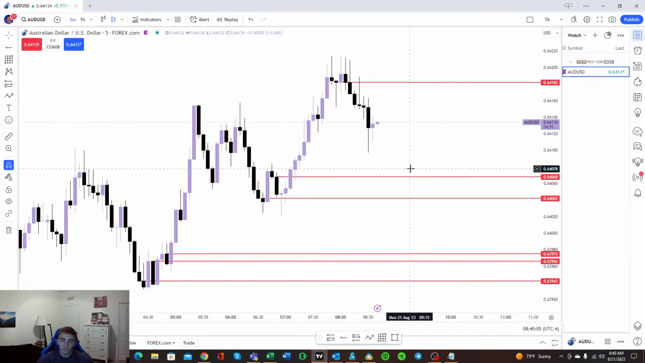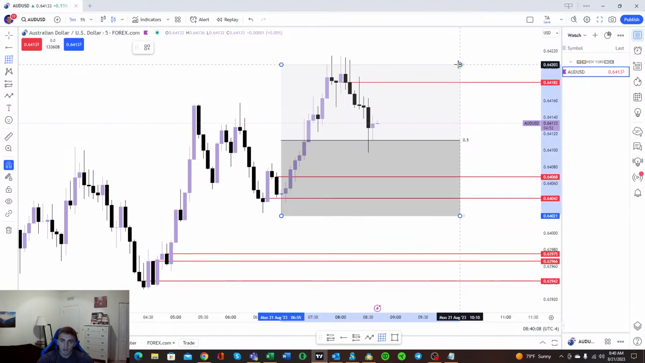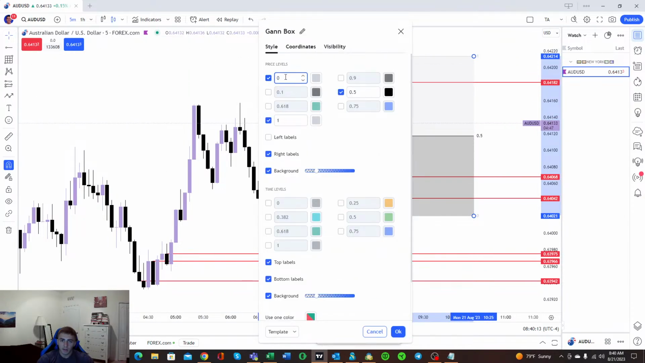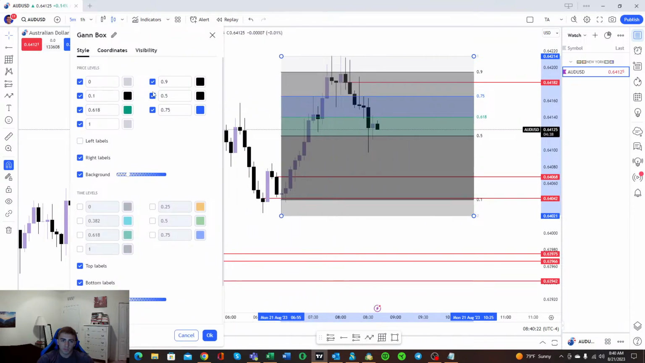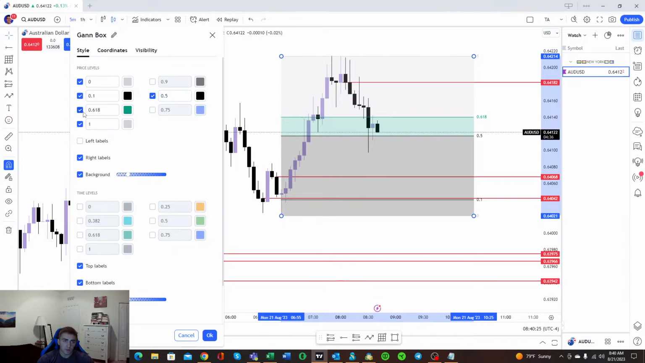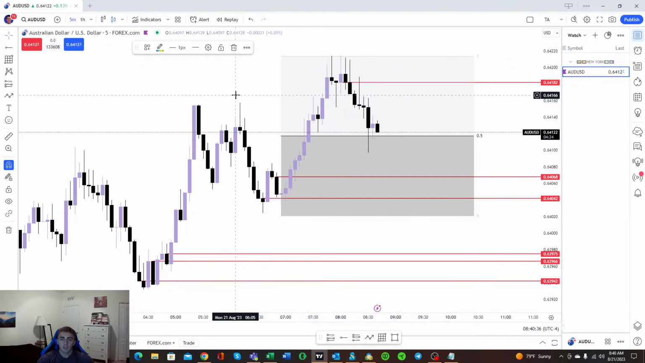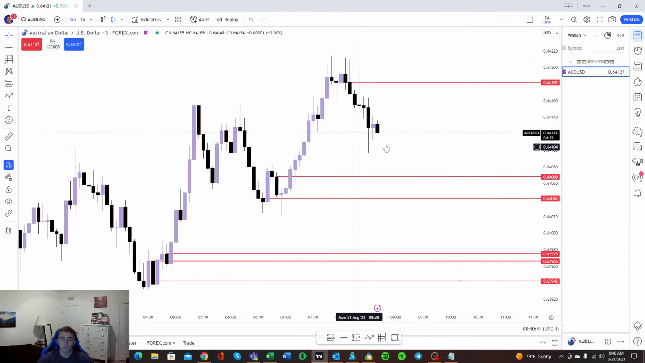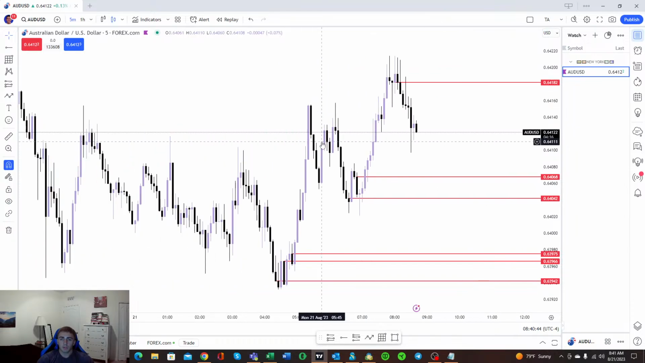Sorry, I just saw that. The 50% thing is called a GAN box, but you gotta change the settings on it to only have 0, 1, and 0.5, because otherwise it'll look something like this. It'll just have a bunch of random things on there. You just want 0, 1, and 0.5. Make it whatever colors you want, and just check these ones on only, 0, 1, and 0.5, and it's gonna give you that exact 50%, and you can draw it from wherever you want, which is nice.